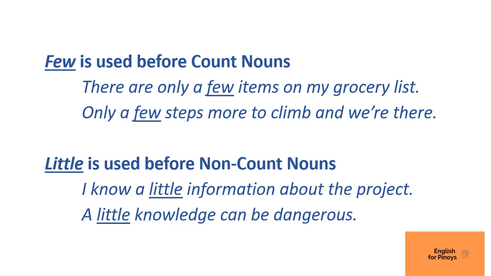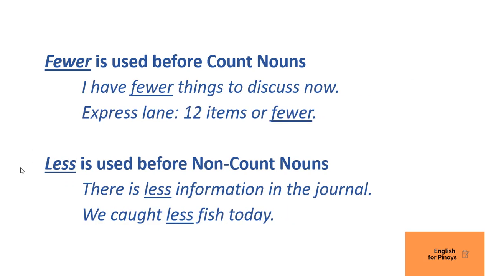What about the comparative form of few and little? Okay, let's start with few. The comparative form of few is fewer, and again, of course, it's used before count nouns. A couple of examples. First, I have fewer things to discuss now. So the noun there is things. It's a count noun, obviously. Therefore, we use fewer.